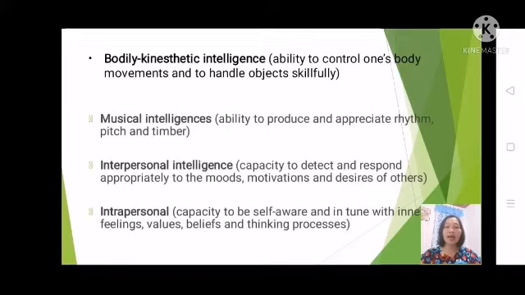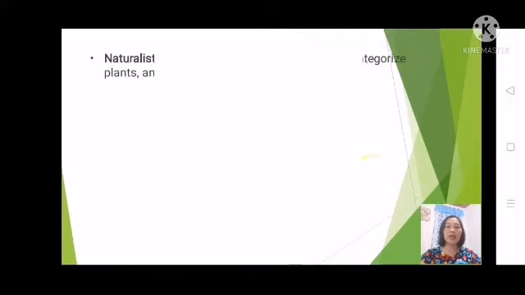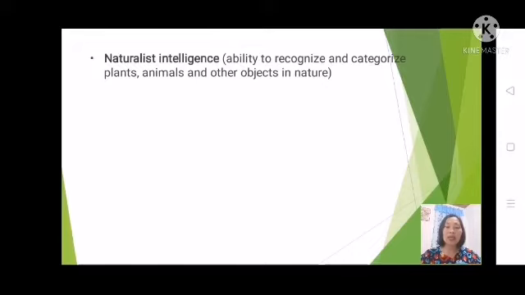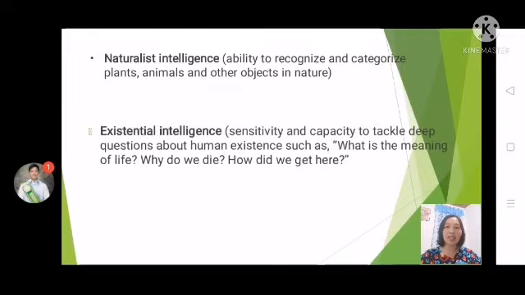The eighth multiple intelligence by Howard Gardner is the naturalist intelligence. This is the ability to recognize and categorize plants, animals, and other objects in nature. And the last intelligence is the existential intelligence. This is the sensitivity and the capacity to tackle deep questions about human existence, such as what is the meaning of life, why do we die, and how did we get here.